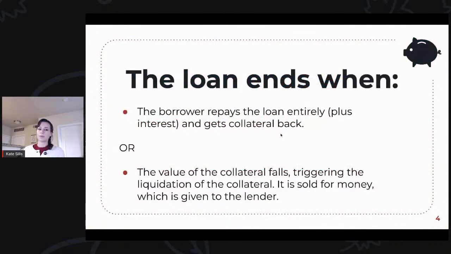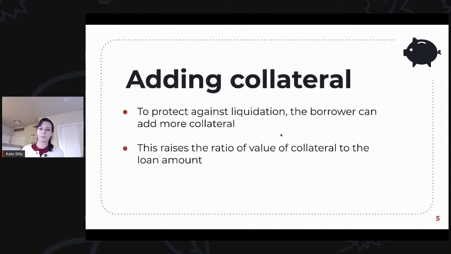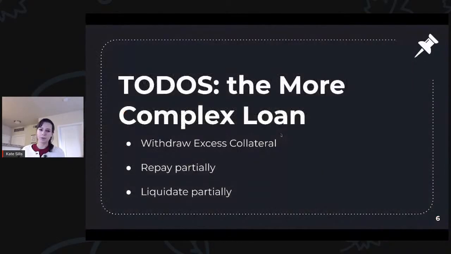This loan is ongoing until the borrower repays the loan entirely, plus interest, and gets collateral back, or the value of the collateral falls, triggering the liquidation of the collateral. So it's sold for money, which is given to the lender. To protect against liquidation, the borrower can add more collateral, and this raises the ratio of value of collateral to the loan amount. Okay, so this is the basic loan.